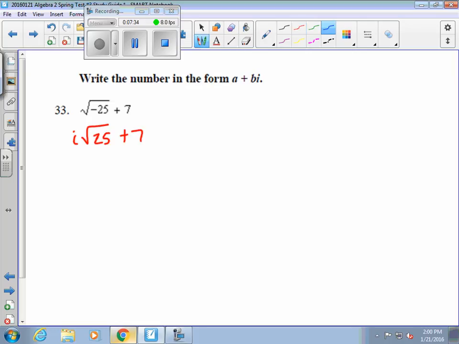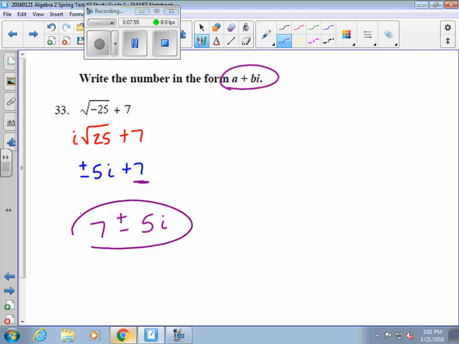We know what the square root of 25 is. What number times itself? It's 5. But it's both positive and negative. So it's positive and negative 5 times i, just reordered those, plus 7. It asks us to put it in the order a plus bi. So put this a form first. 7 plus or minus 5 times i, a plus bi.